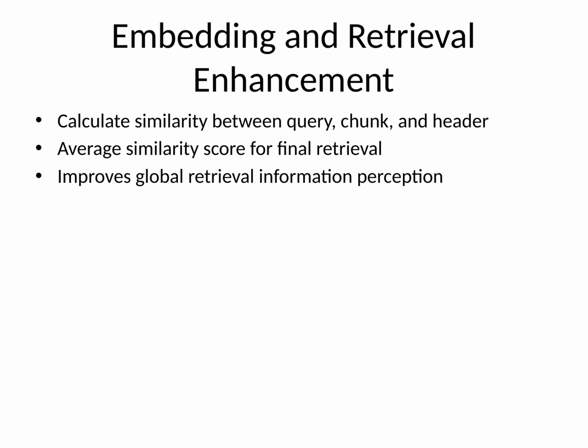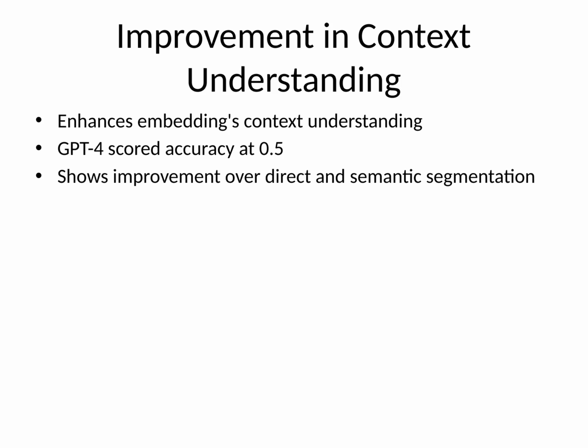during embedding. During embedding retrieval, the system calculates the similarity between the query, the chunk, and the header. The average of these similarities is used as the final score, enhancing global retrieval information perception. This method improves the embedding's understanding of context. GPT-4 scored its accuracy at 0.5, demonstrating an improvement over simple direct segmentation and semantic segmentation methods.